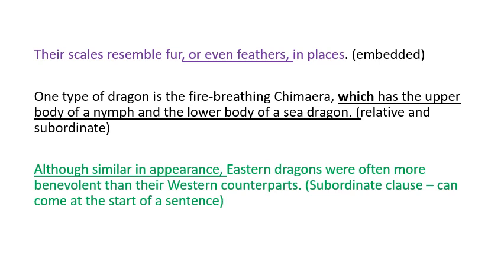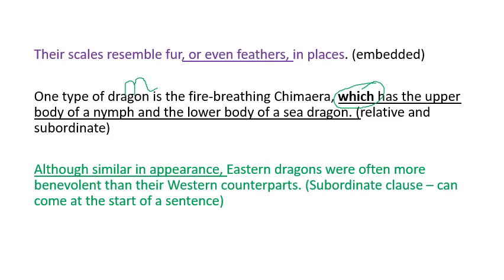One type of dragon is the fire-breathing chimera, which has the upper body of a nymph and the lower body of a sea dragon. So here we have got a relative clause because it starts with a relative pronoun which, but it could also be called a subordinate clause. It's mainly a relative clause, but it can also be a type of subordinate clause too. So the main clause is one type of dragon is the fire-breathing chimera. Which has the upper body of a nymph and the lower body of a sea dragon. That's the extra information, and it's also the subordinate clause.